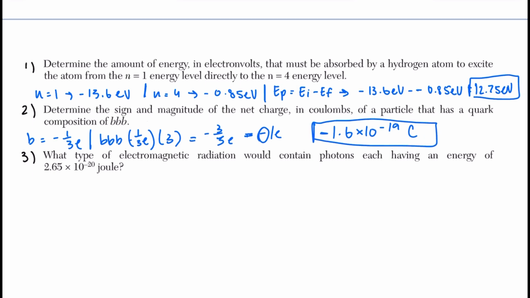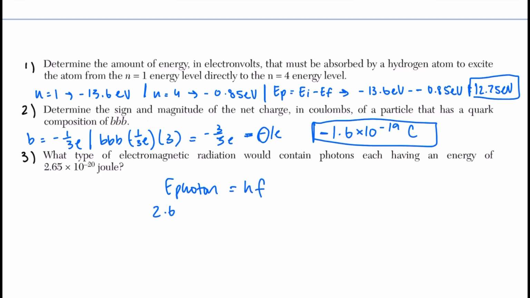Number 3, what type of electromagnetic radiation would contain photons each having an energy of 2.65 times 10 to the negative 20 joule? We're given energy and we need to find the type of electromagnetic radiation contained in these photons. Electromagnetic radiation should hint you towards the electromagnetic spectrum. So we pretty much just need to figure out the frequency of the photons to understand what type of radiation it is. Since we have energy and we need to find frequency, we can just use the equation E photon equals hf and then plug in to solve.